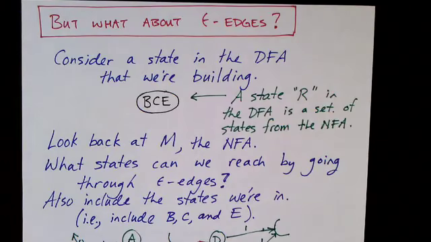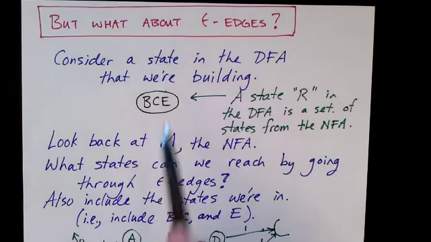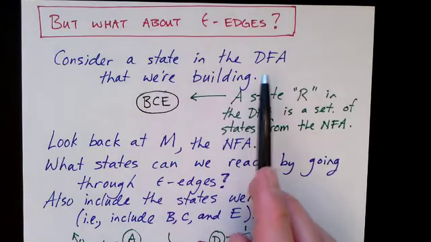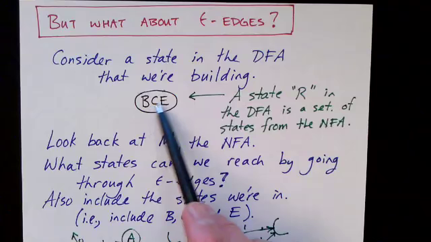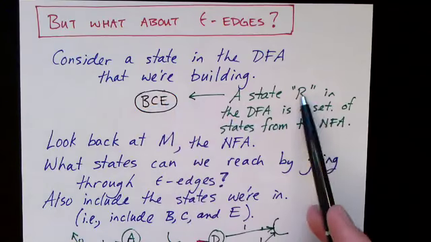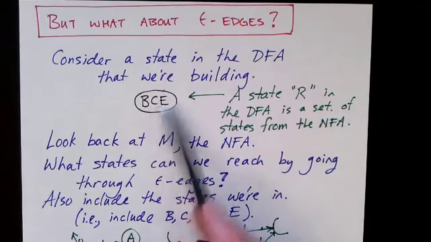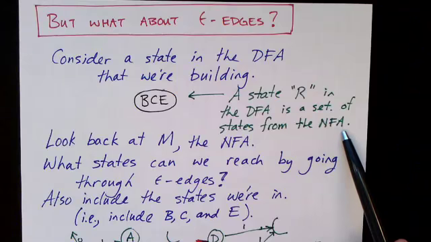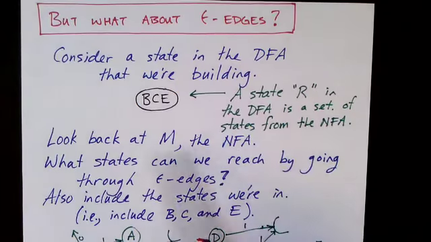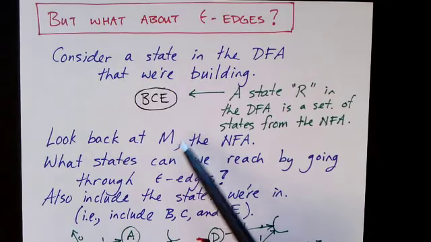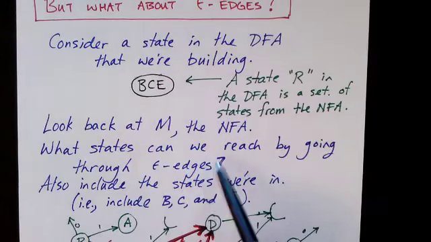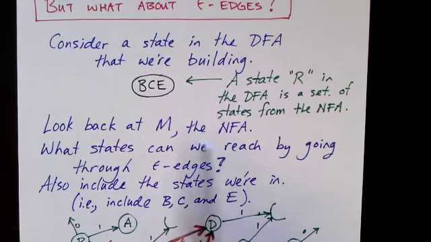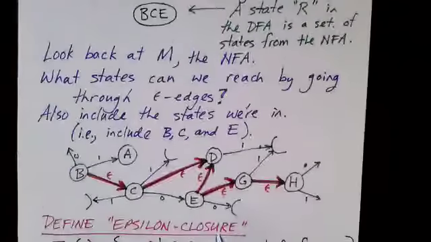We've left something out, though. We've left out epsilon edges. Consider a state in the deterministic finite state machine that we're building. It's got some states in it, like B, C, E. This is the state R, and it really is a set of states from the non-deterministic finite state automaton. Now look back at the non-deterministic machine and ask yourself, what states could we reach by just using epsilon edges? Because if we're in B, C, or E, we could always follow an epsilon edge.